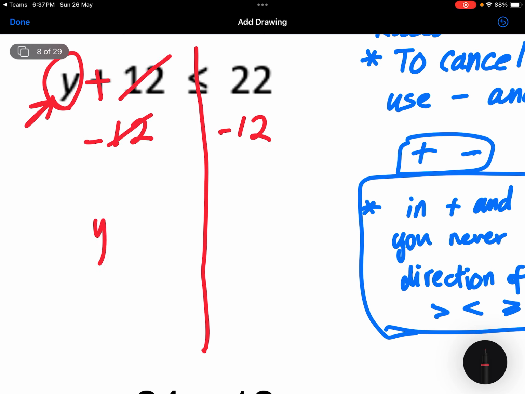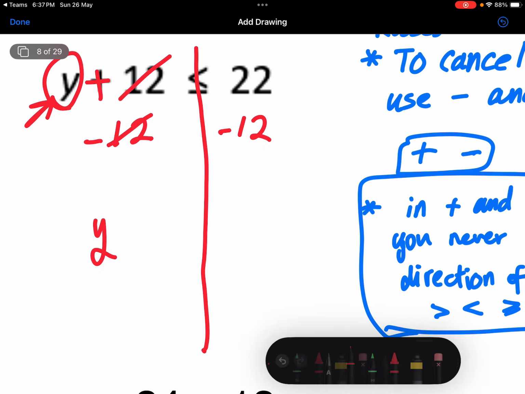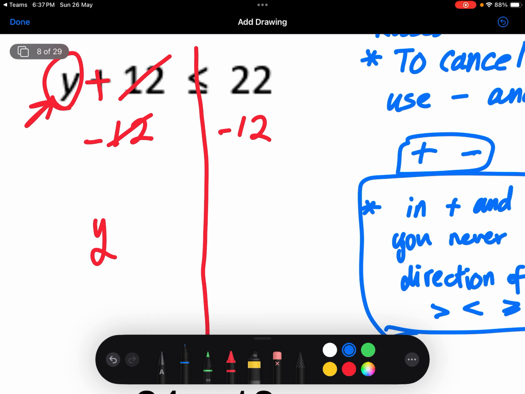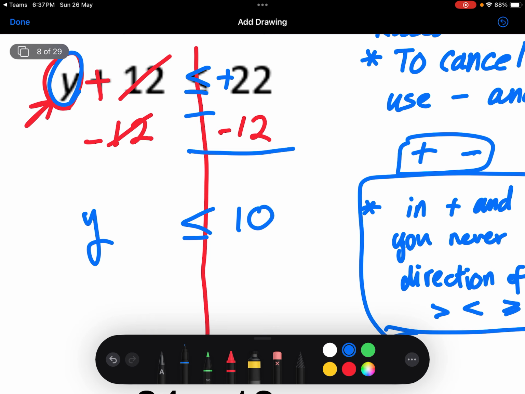Now we have y alone. Remember, the inequality sign stays the same, because in addition and subtraction we don't touch it at all. 22 minus 12 is basically 10. This one is positive, this one is negative, different signs, so subtract. It's going to be 10, and we put the sign of the greater number, positive.